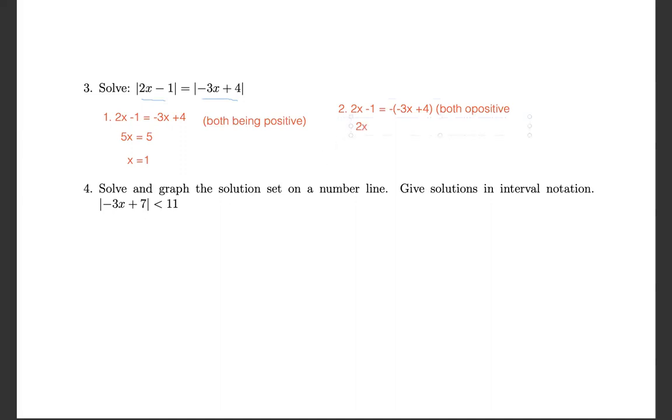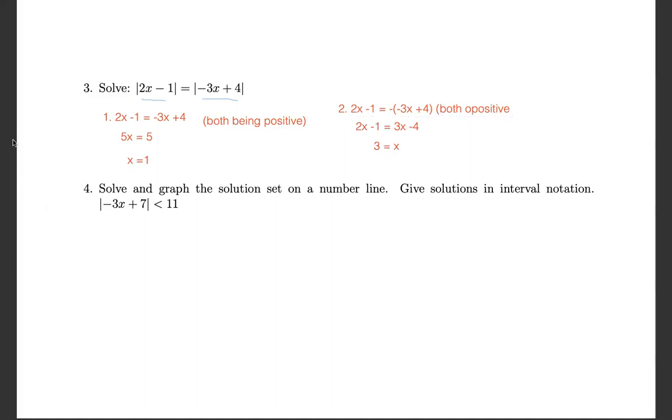So now we have 2x minus 1 equals negative 3x becomes positive 3x, negative 4 becomes negative 4. Then we subtract 2x on both sides, we get x. Then add 4 on both sides, so we get 3 equals x. So two solutions satisfy this absolute value equation: 1 satisfies it, and 3 satisfies it.